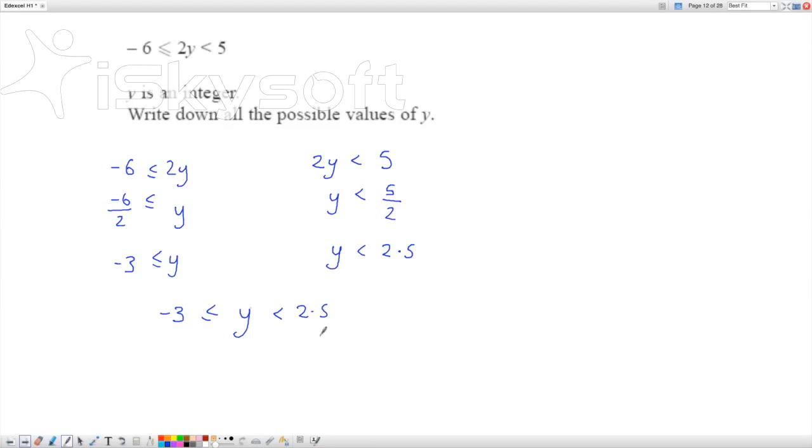So all the possible values, it can be negative 3, it can be negative 2, negative 1, 0, 1 and 2. Choose the highest it can be, so it's got to be less than 2.5 and it's a whole number. So here are the 6 possible values for y.